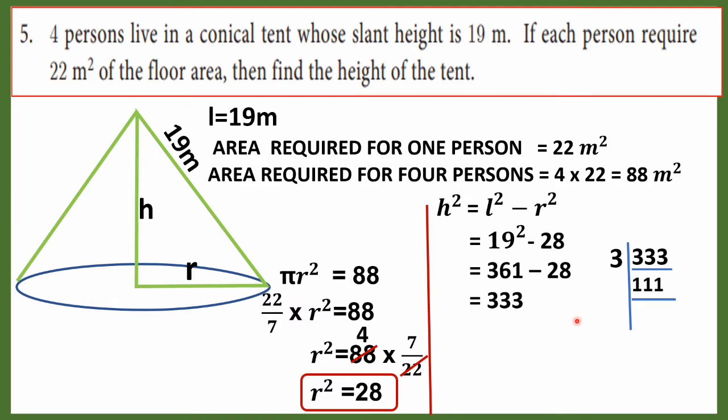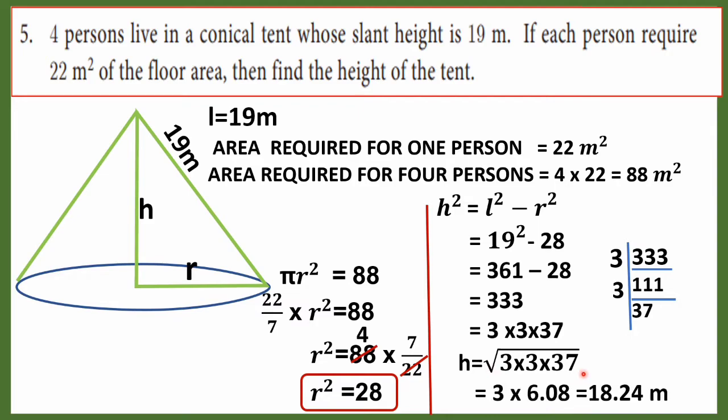333 divided by 3, 111. Again divide by 3, what happened? 37. So h square equal to 3 into 3 into 37. Take the square root. Square root of 3 into 3 into 37. For 3's we have to take 3.